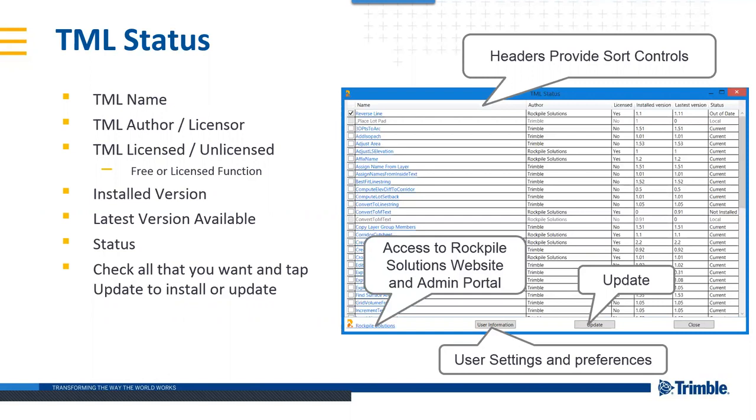And then you can check on those on the individual rows using the first column checkboxes, and then hit the update button, and it will go through and install or update all the TMLs that need to be updated. And again, you can sort by the status and just find those that aren't installed or those that are out of date, and just click on those and then update those.